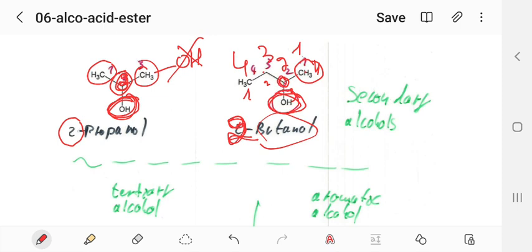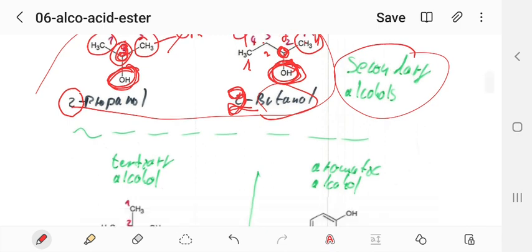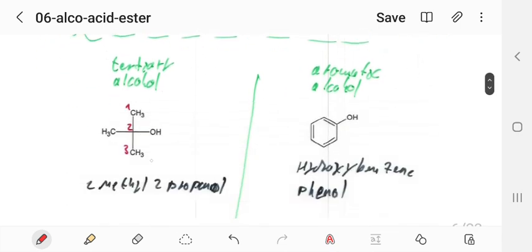And these are secondary alcohols because they are bonded to the secondary carbon. These are examples of tertiary alcohol because this is a tertiary carbon here. It is bonded to 1, 2, 3 carbon atoms. Therefore, it's a tertiary carbon. And it has the hydroxy group. So this is a tertiary alcohol because the hydroxy group is bonded to a tertiary carbon.